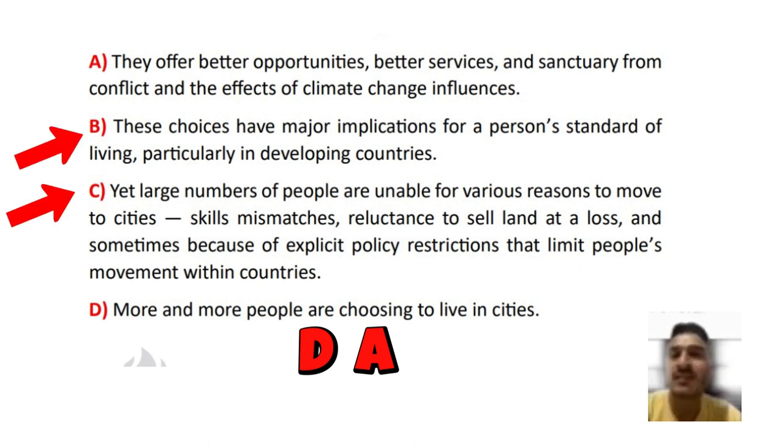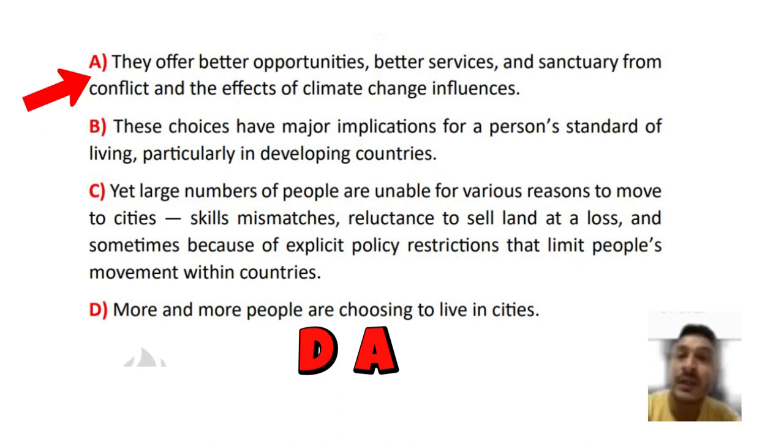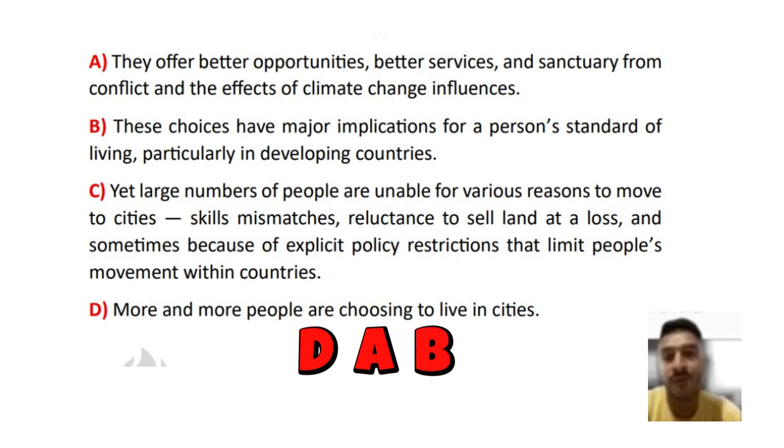So we are left with B or C. Let's make a pair again and try to find some keywords. In option B, these choices have major implications for a person's standard of living. What do we mean by implications? In short, we are talking about problems. If we put B after A, does that make sense? Yes. In option A, choices are given: better opportunities, better services, sanctuary from conflict, and the effects of climate change. These are options or choices. Choices may be good or bad. In A, we have two types of choices, good or bad. And in B, we are talking about these choices. So after A, B will come, and what is left is C.